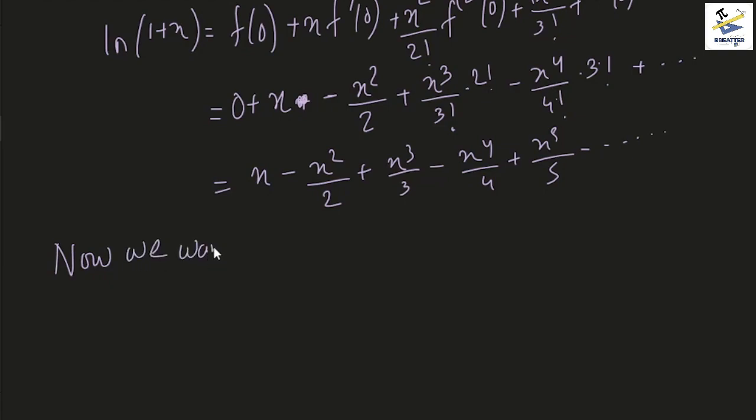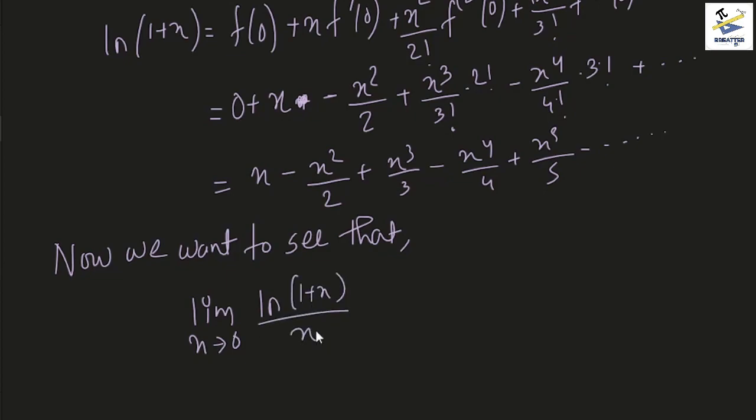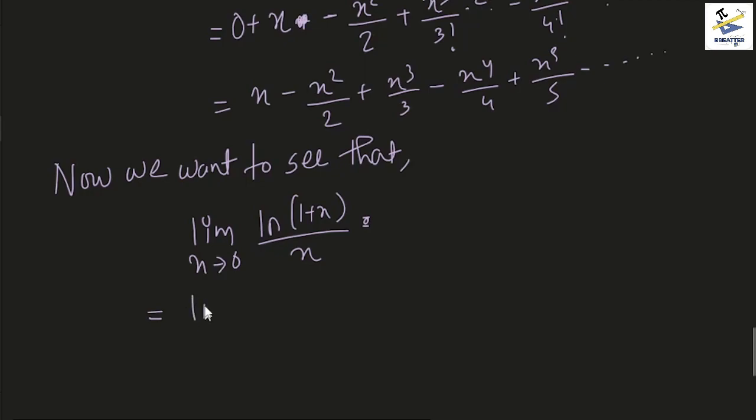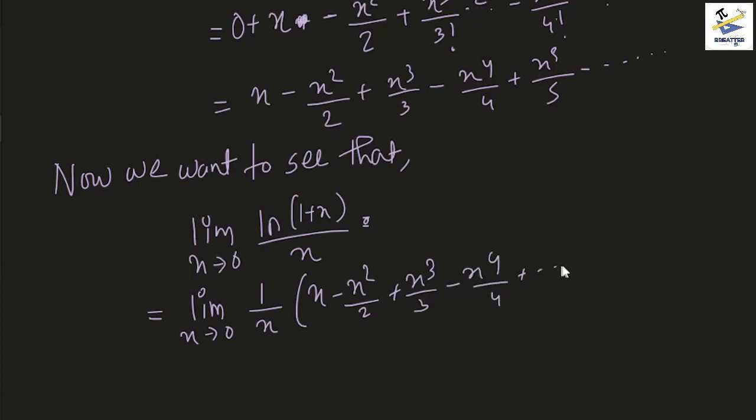Now we want to see that, in the limiting case, we were trying to prove that the limit as x tends to 0 of ln of 1 plus x by x, right? Now let us write it out, because the series could be a long shot. So we can use the series definition here, and we can write it as 1 by x into x minus x square by 2 plus x cube by 3 minus x to the power 4 by 4, and so on.